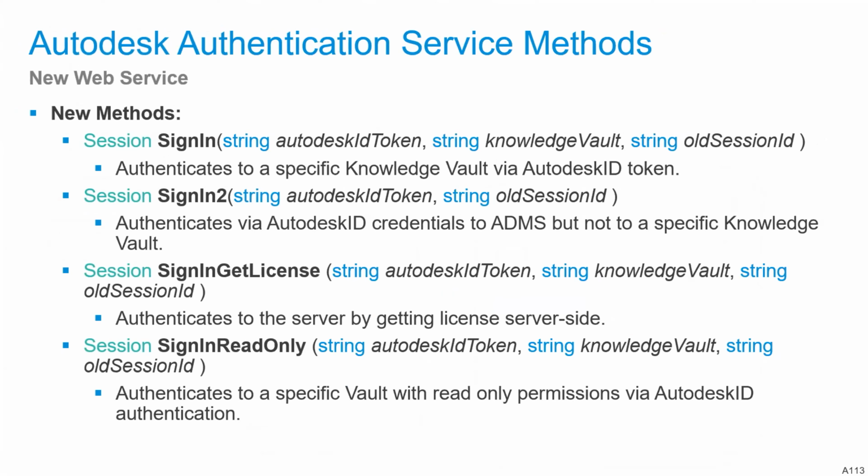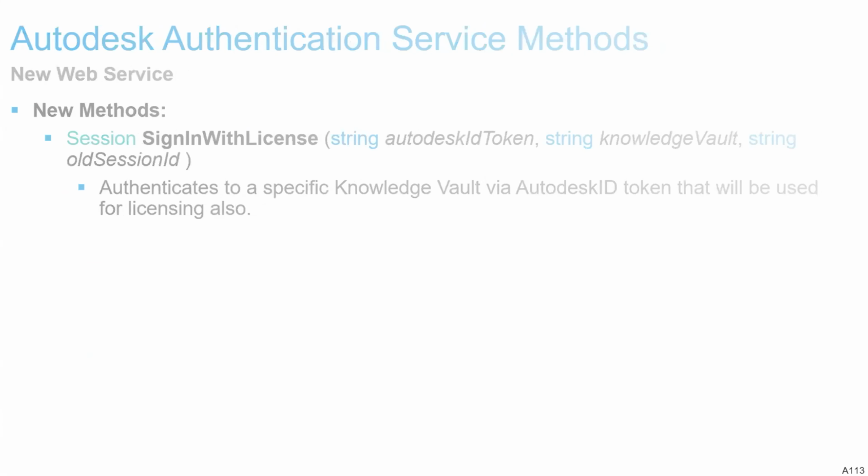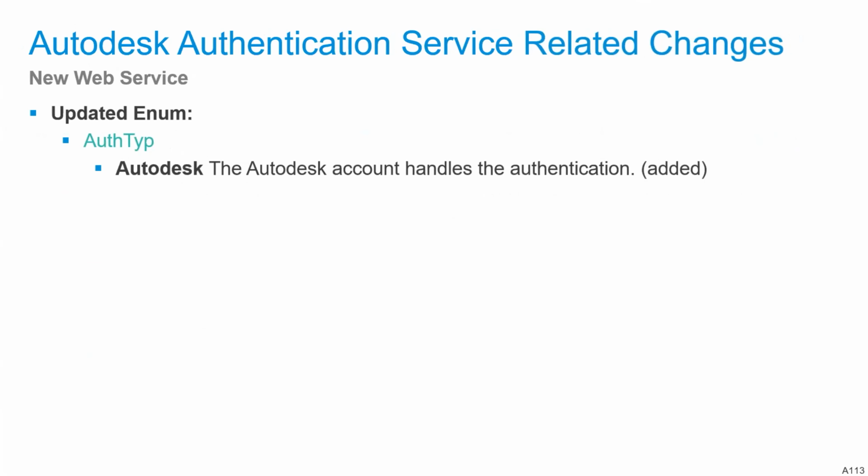Here we can see the methods of the Autodesk authentication service. Those methods are similar to methods placed in other authentication services: sign in, sign in get license, sign in read only, and the latest one, sign in with license. To handle previous functionality, a new member was added. It is auth type Autodesk, to support Autodesk ID sign-in.